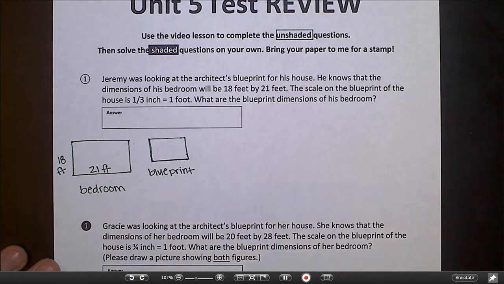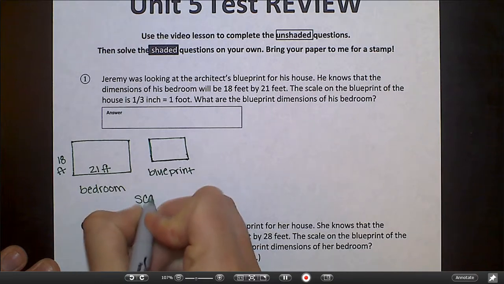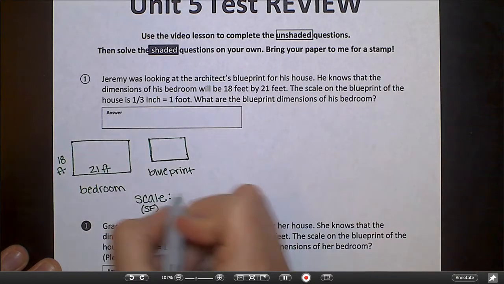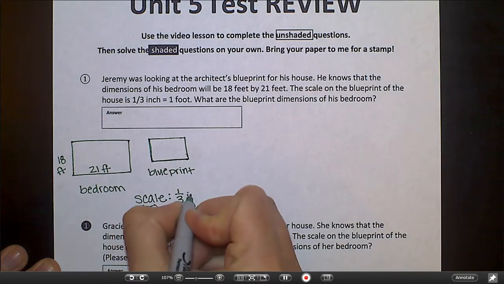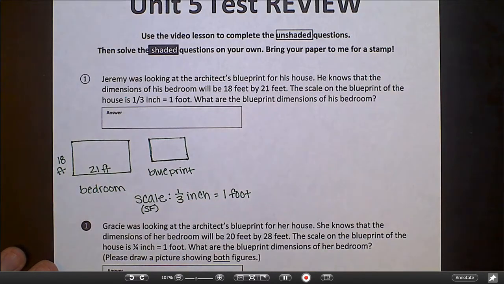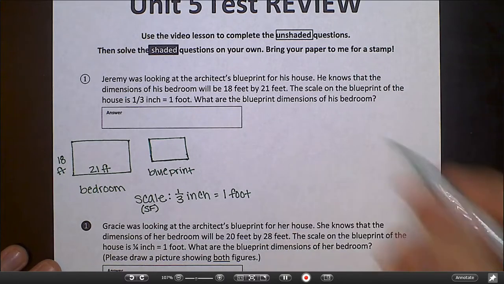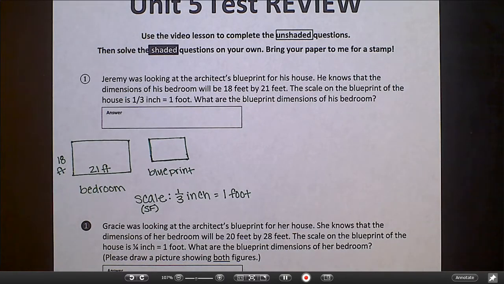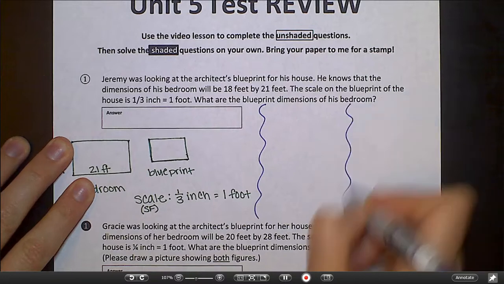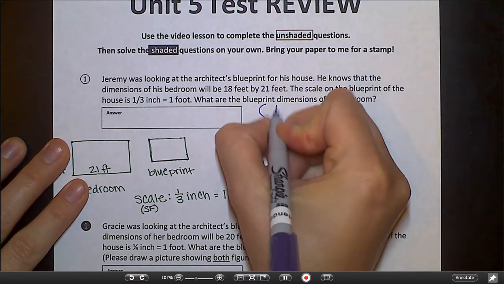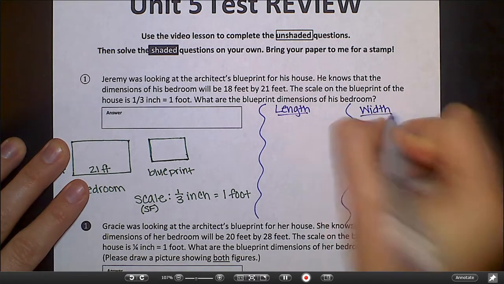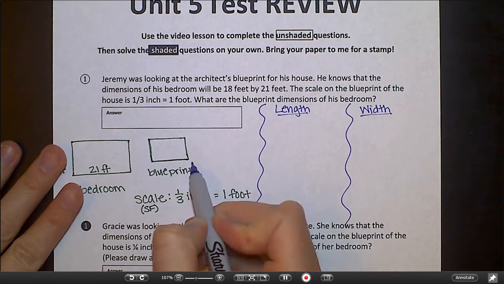We're given one more piece of information in this problem. We're given the scale factor. So our scale factor, or our SF, is 1/3 of an inch equals 1 foot. Now, I know that I need to start with this as my first ratio. In fact, let's go ahead and divide the remainder of our space into 2 parts. So I'm going to use this part for the length and this part to find the width. Because I have to find 2 dimensions. I have to find the length and the width of my blueprint.